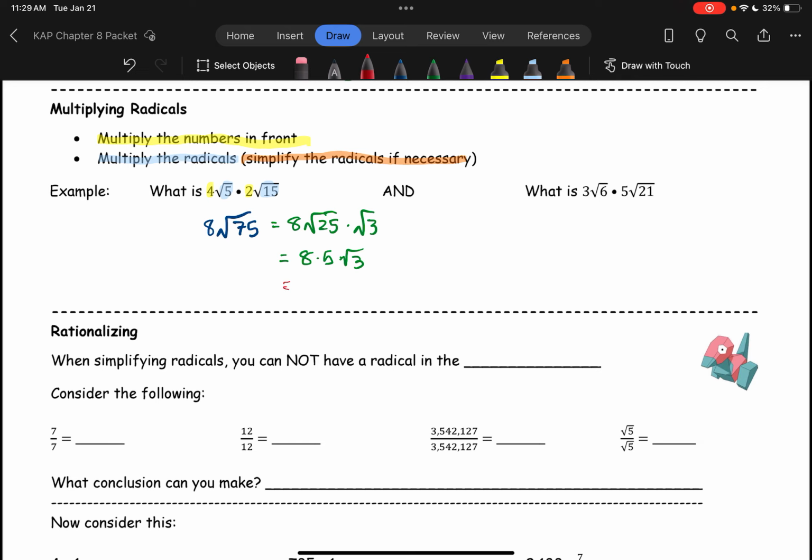Now just multiply. 8 times 5 is 40. So our answer is 40 square root of 3. Right? So always get in the habit of simplifying. At the very end, we want all of our answers in simplest form. Right? Same idea here for the next one.